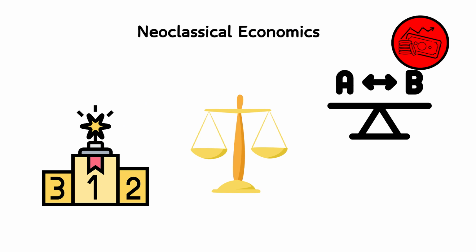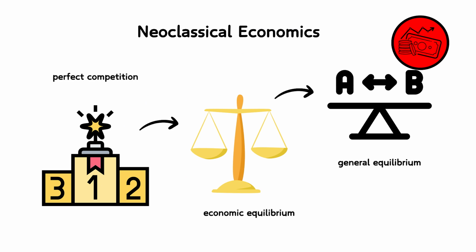Furthermore, neoclassical economics introduces the idea of perfect competition, where numerous small firms compete against each other with no single firm being able to control the market price. Under perfect competition, economic equilibrium is achieved when supply equals demand, both at the level of individual markets and across the whole economy, leading to what is known as general equilibrium.